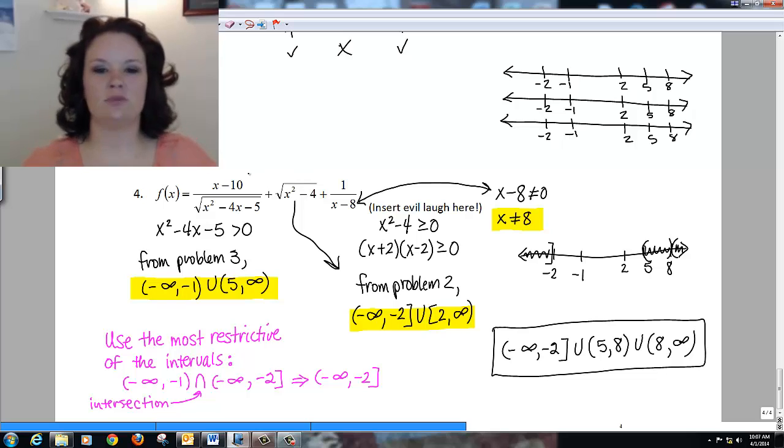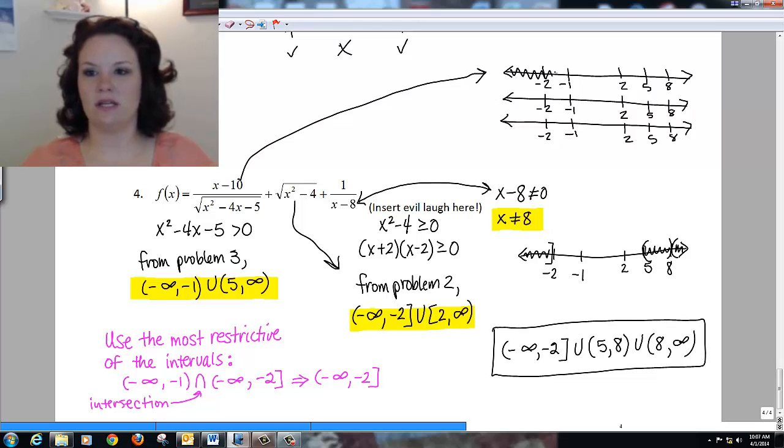If I look at this first piece, I'm going to do it on this graph. My answer for it was negative infinity to -1, so that was up to this point, not including -1, and then not including 5 on out to infinity. This second piece, I'm going to graph on this one. It was from negative infinity to -2, including -2, and then from positive 2 on out to infinity. And my last one just can't be 8, so I'm going to put an open circle at 8, and then it can be everything else.